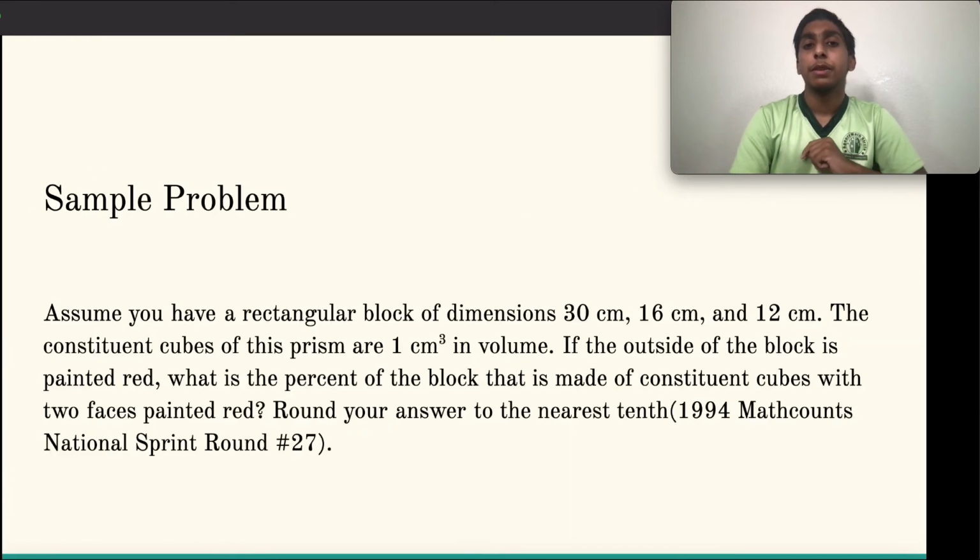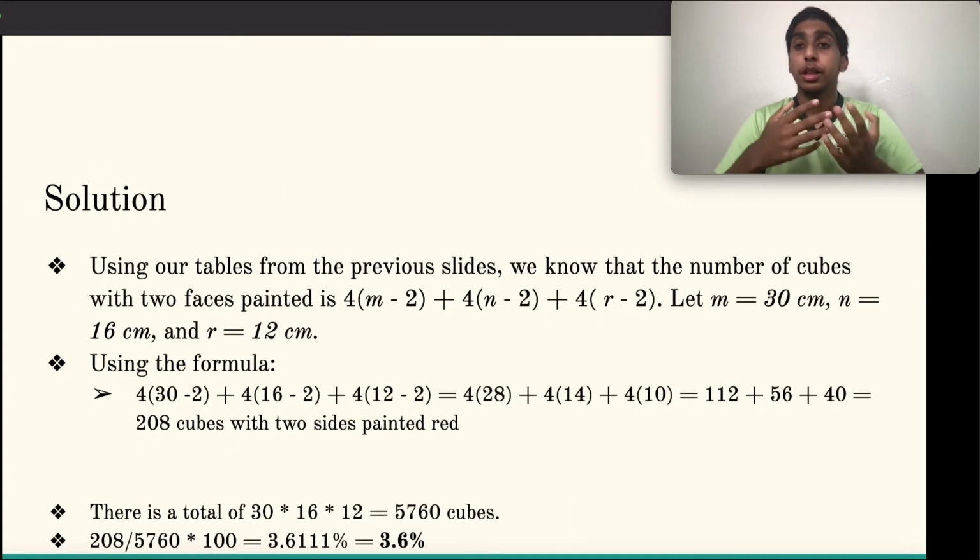Now that I have my formula, I'm simply going to plug in. Let m equal 30 centimeters, n equals 16 centimeters, and r equals 12 centimeters. It doesn't matter, just be consistent. I plug in 4 times (30 minus 2) plus 4 times (16 minus 2) plus 4 times (12 minus 2). Simplifying using the order of operations, it's 4 times 28 plus 4 times 14 plus 4 times 10, which is 112 plus 56 plus 40. When I add that all up, I get 208 cubes with two sides painted red.